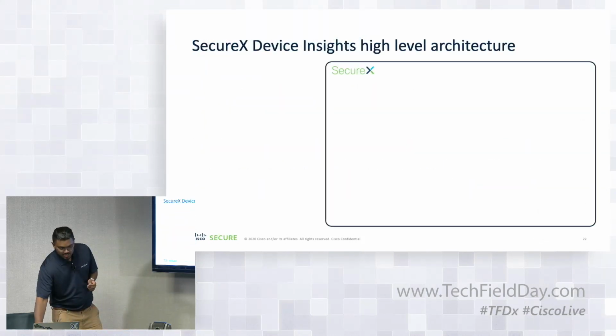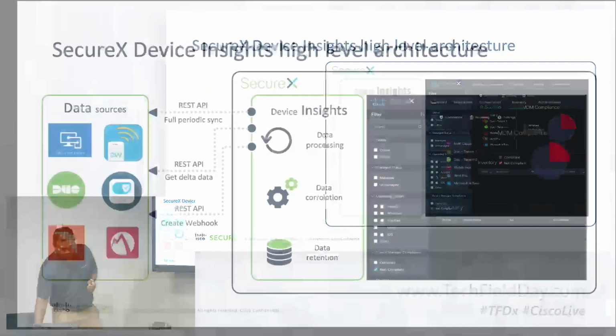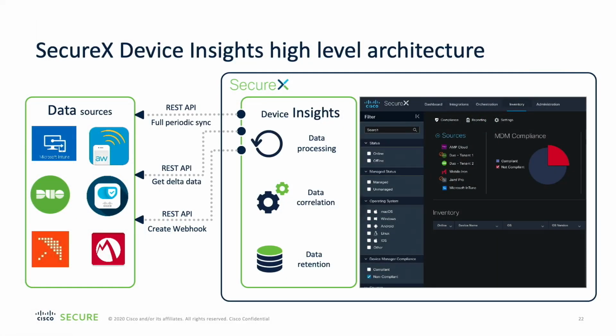So here's the high-level architecture of Device Insights. These are the sources I mentioned, right? So we have our third party, we have our Cisco technologies, and we're using those same methods I mentioned: either a periodic full sync once a day, we get the delta, or we create a webhook and we get notified. And then here we do data processing, the correlation, and the retention. I believe data in Device Insights is stored for 90 days.